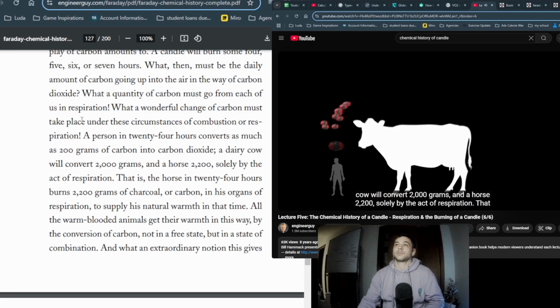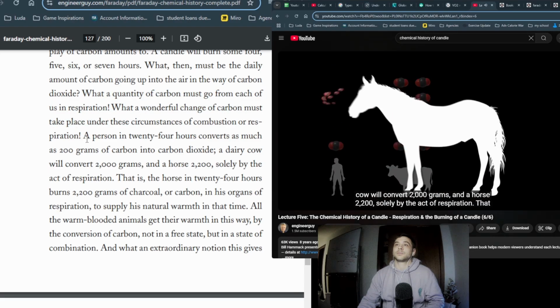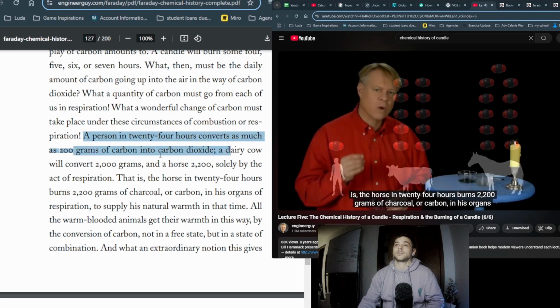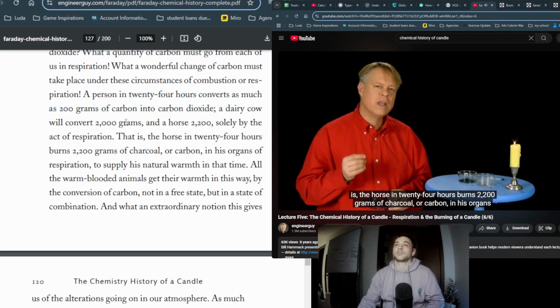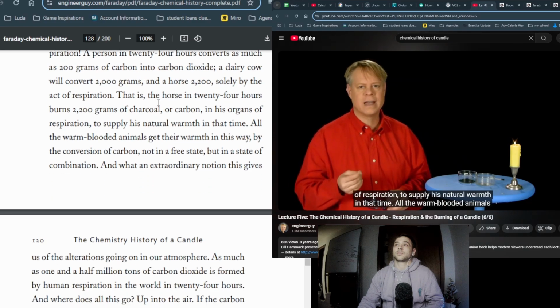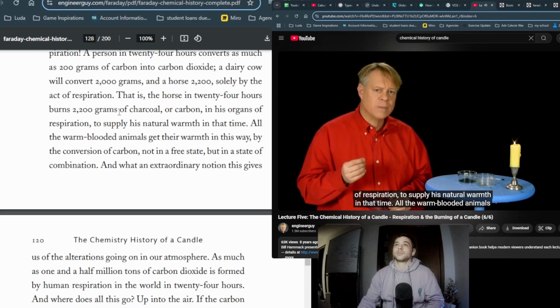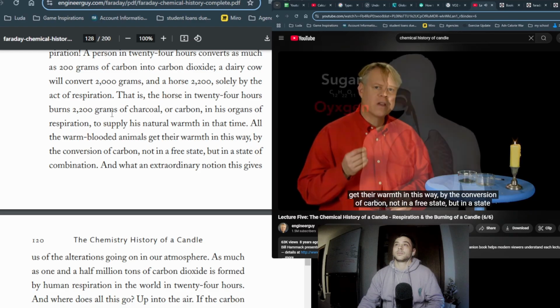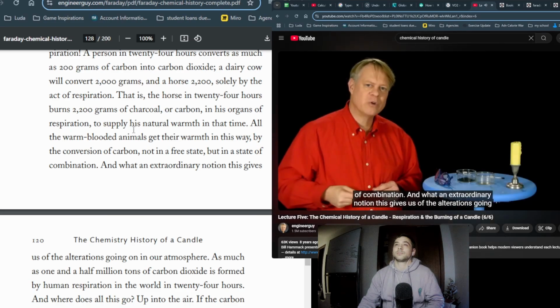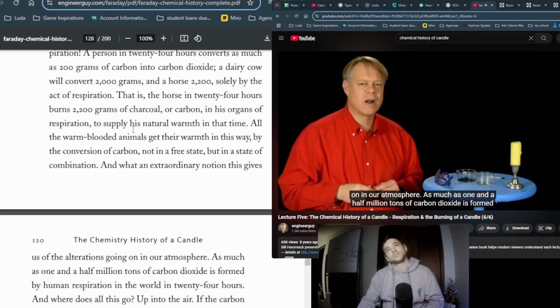A dairy cow will convert 2,000 grams and a horse 2,200 solely by the act of respiration. That is, the horse in 24 hours burns 2,200 grams of charcoal or carbon in his organs of respiration to supply his natural warmth in that time. All the warm-blooded animals get their warmth in this way, by the conversion of carbon, not in a free state, but in a state of combination. And what an extraordinary notion this gives us of the alterations going on in our atmosphere.